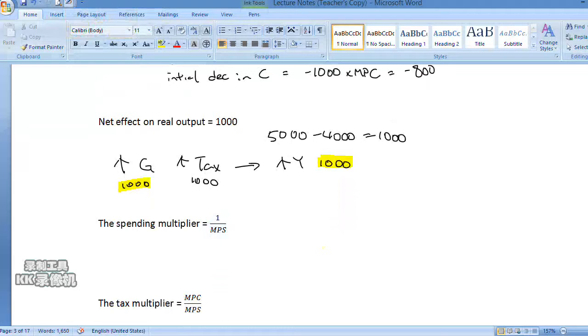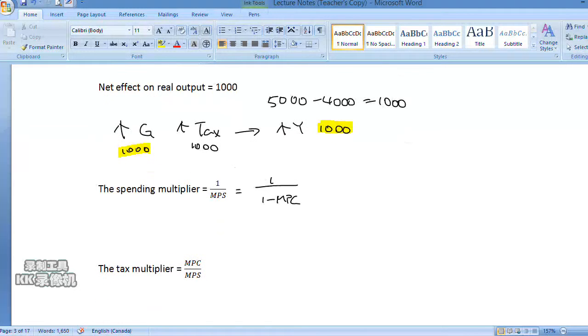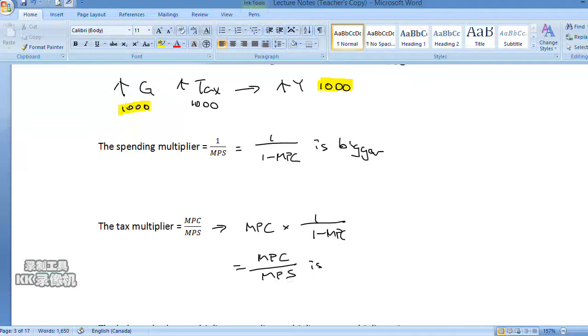So these are the formulas. Remember, the spending multiplier is 1 over MPS, which is the same as 1 over 1 minus MPC. And the tax multiplier, in this case, has to go through MPC first and then times the multiplier. So this is the same as MPC over MPS. So again, this spending multiplier is bigger and the tax multiplier is smaller.